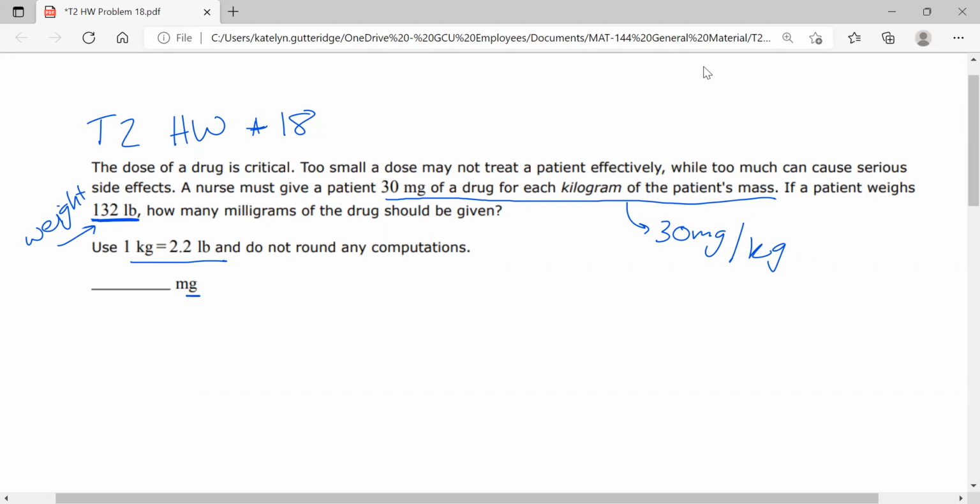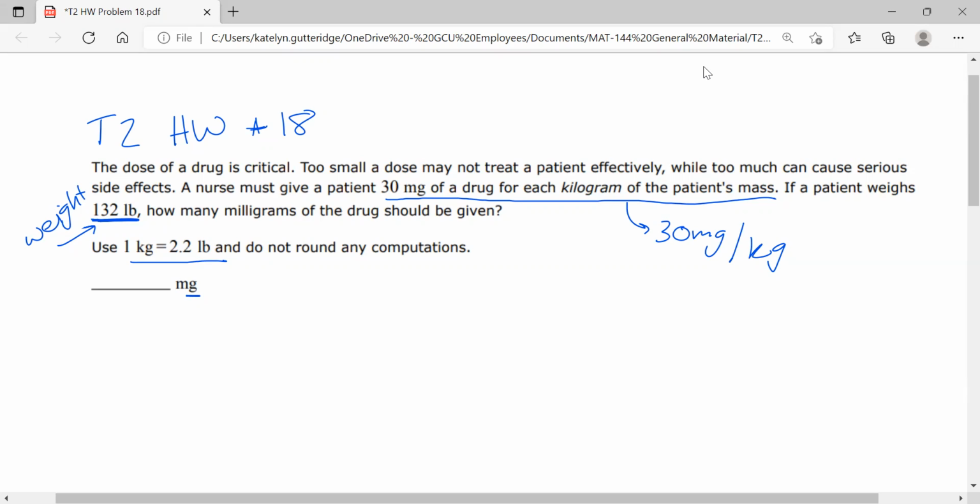Okay, so first thing we need to do here is convert our information into similar units. We have the weight of the patient in pounds, and we have the rate of the drug we have to give based on the weight as 30 milligrams per kilogram. The kilogram and the pounds are not in similar units. The kilogram and the pound are both measuring the weight of the patient, so we need both of those to be in the same unit.